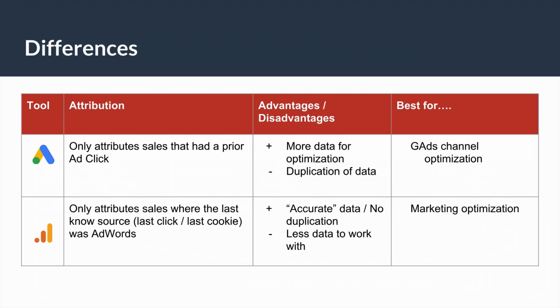So again, the Google Ads conversion tracking code is better used if you do specialized Google Ads channel optimization. So if you look at all the different ads and how they perform, you want to use Google Ads conversion tracking. And if you want to do channel optimization or marketing optimization as a whole with different channels, then you might want to look at the Google Analytics import feature, or Google Analytics in particular, because you only get one source that everything was attributed to.